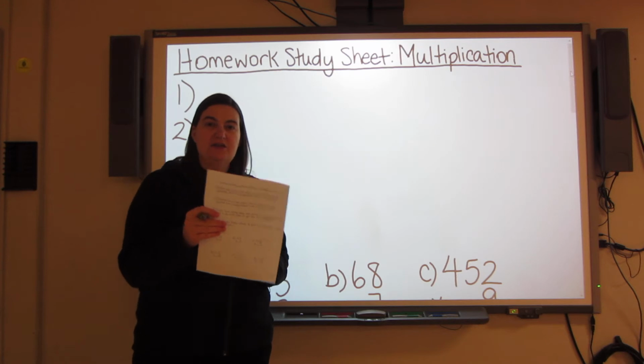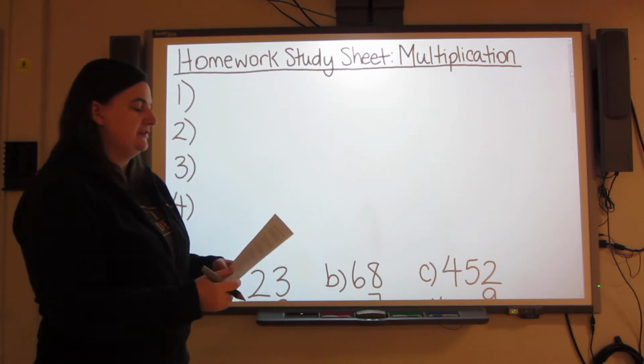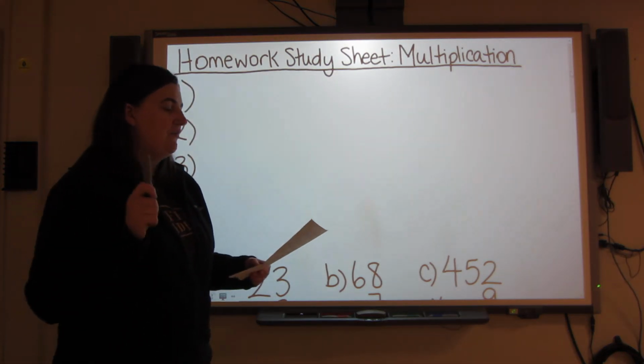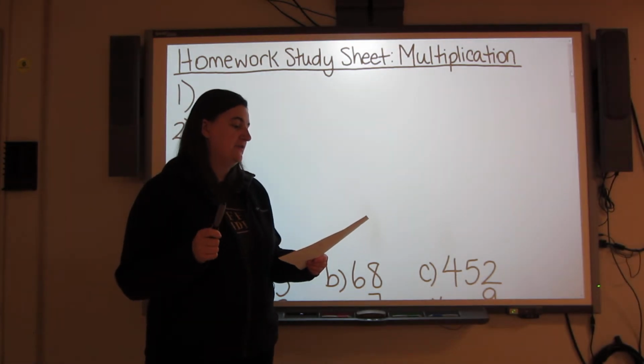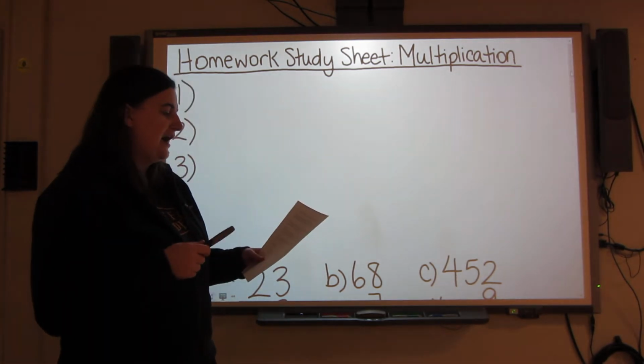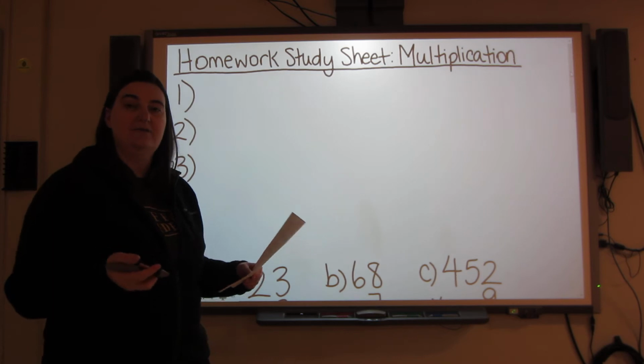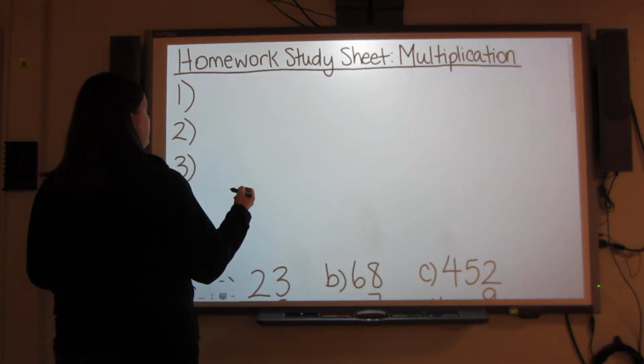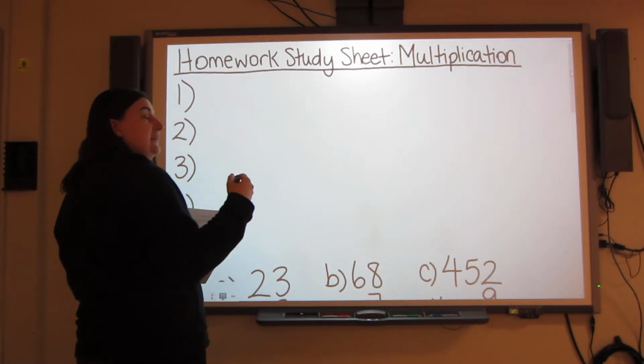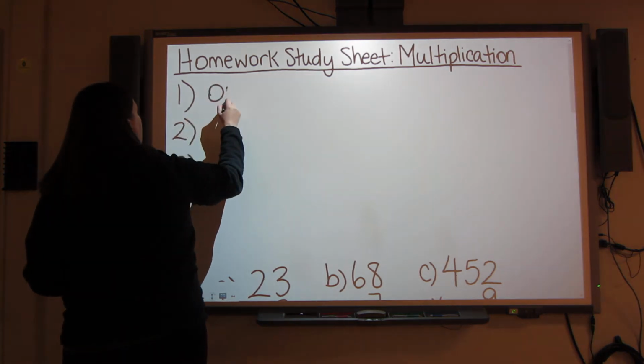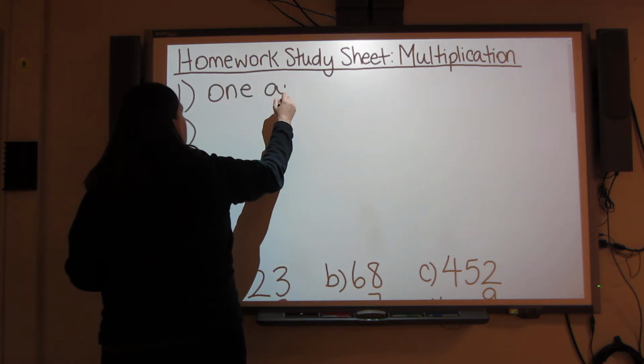So, multiplication homework study sheet. Let's take a look at question number 1. When you have one digit on the bottom of your question, how many answer lines will you have? Well, we know that if there's one digit on the bottom, you'll have one answer line.